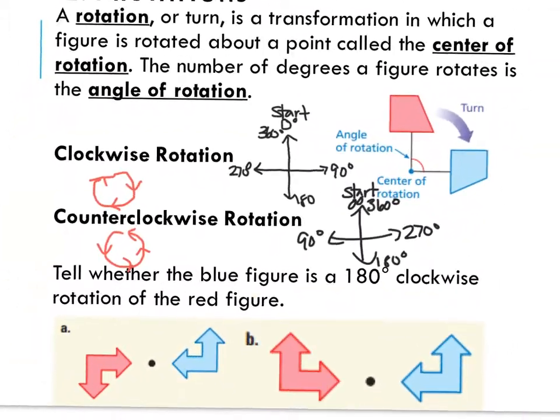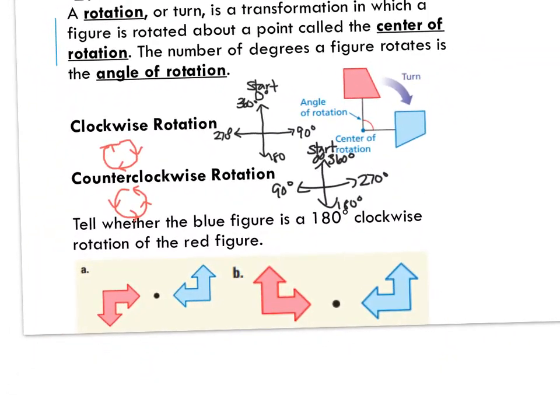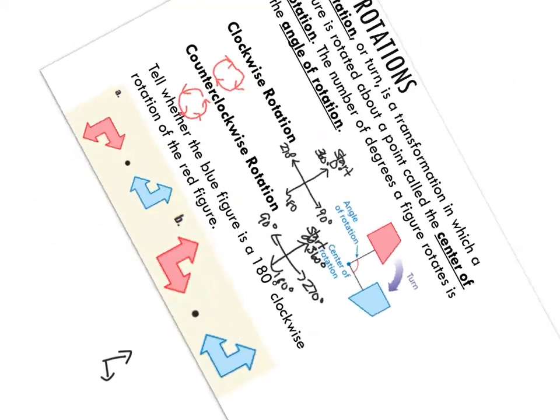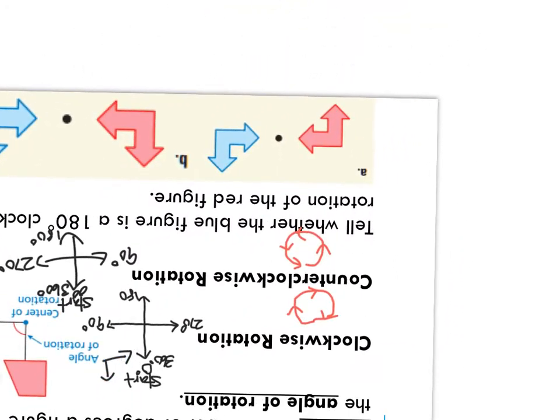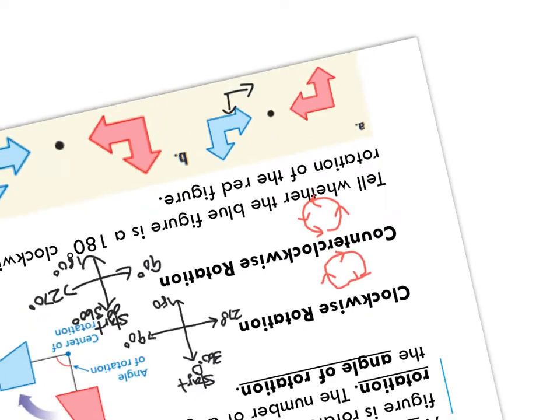So let me go back. Here's my red one, and maybe I'll draw the red one down here so I can reference it, and then do my flip around. Does that match up? I know it's kind of hard to see in the writing there, but yes, it would match up with that blue one, so it is a 180-degree rotation.